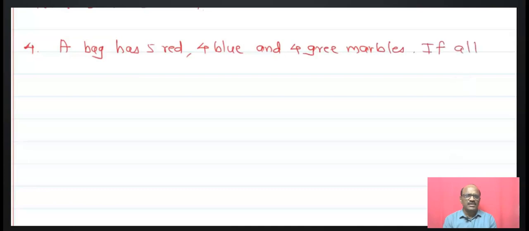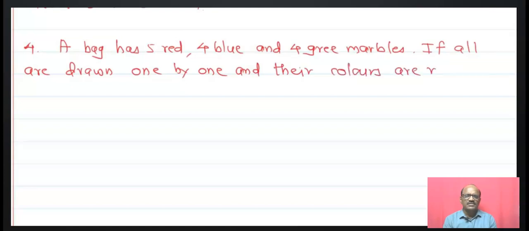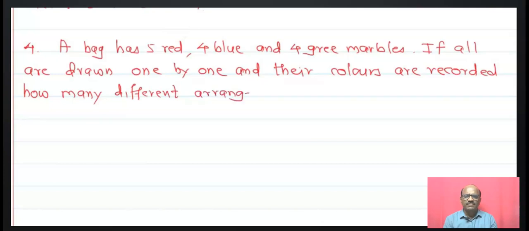A bag has 5 red, 4 blue and 4 green marbles. If all are drawn one by one and their colors are recorded, how many different arrangements can be found?